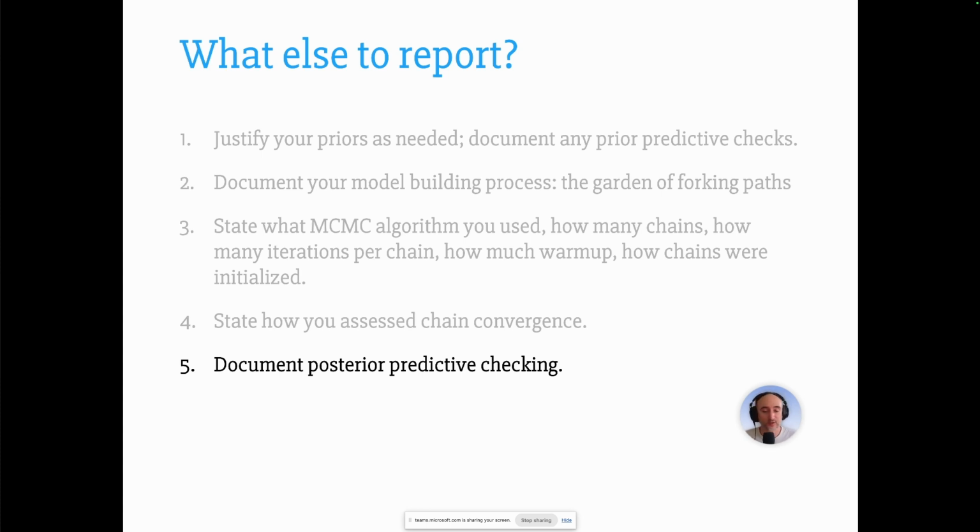Document your posterior predictive checking. Lots of people don't do this as well, although more people do this than prior predictive checking. So any posterior predictive checking is awesome. Do some.